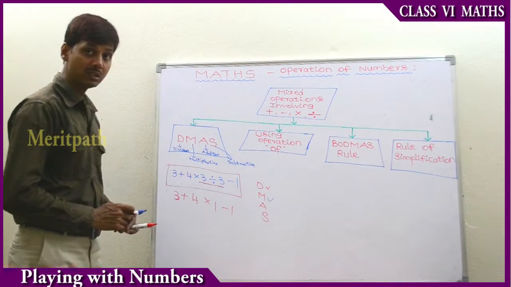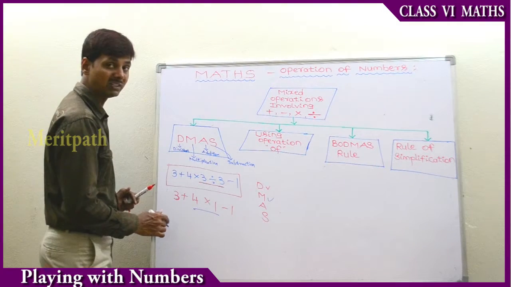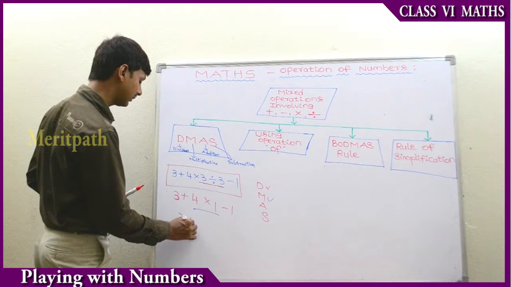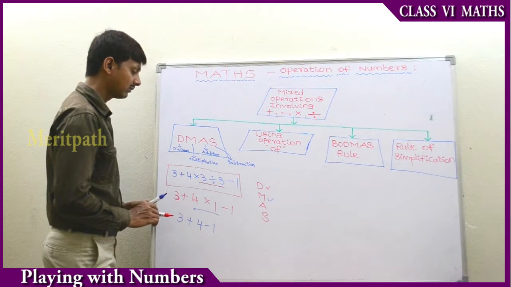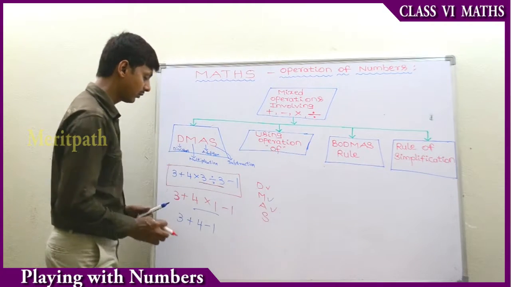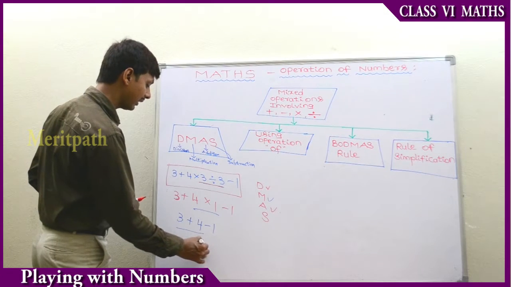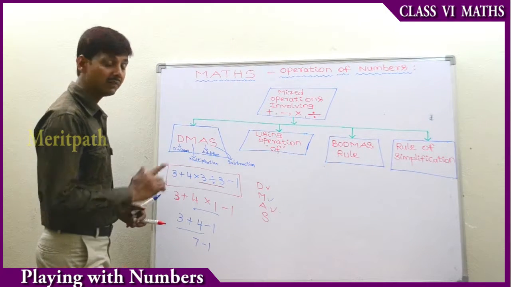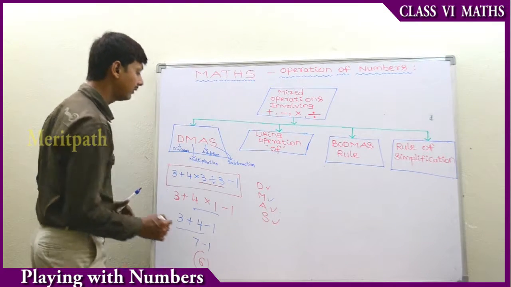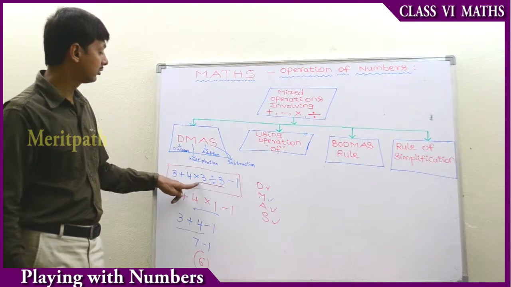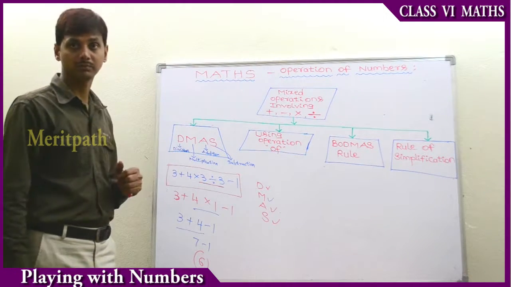Then after that, multiplication. Let's multiply these two numbers, that is 4 into 1. There is no other multiplication other than this. So 3 plus 4 minus 1. After multiplication we have addition. So addition of two numbers: 3 plus 4 is 7. 7 minus 1. So finally we need to do subtraction. 7 minus 1 is 6. So the final answer for 3 plus 4 into 3 divided by 3 minus 1 is 6 using the DMAS rule.